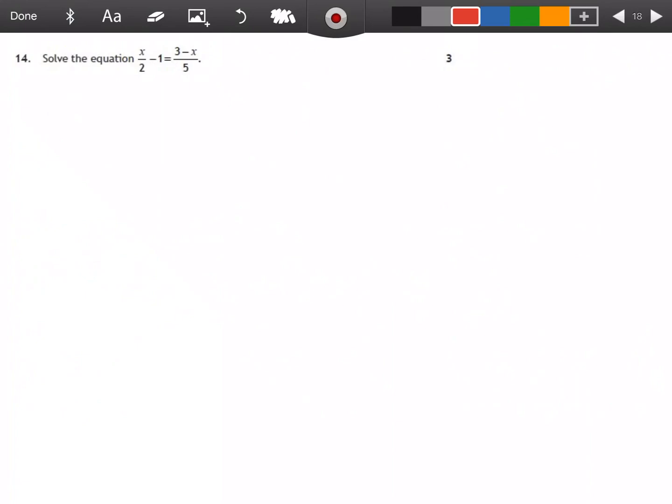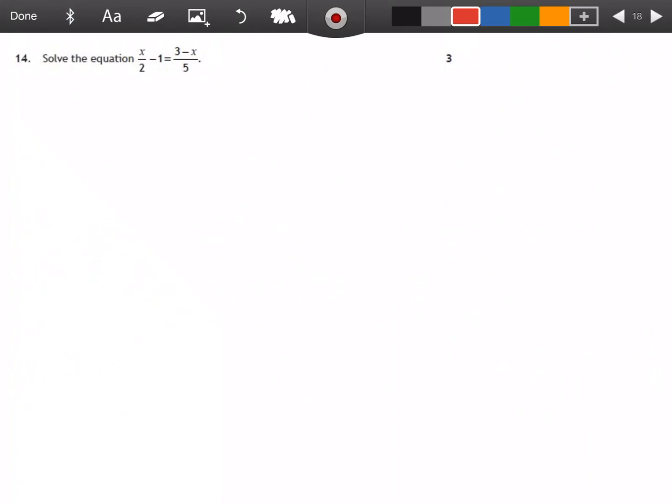Number 14. So we have an equation to solve. There's a couple of different ways you can do this. Again, it doesn't matter how you do it, as long as you get the correct answer, then that's absolutely fine. What I would tend to do in a question like this is get rid of these fractions. I really don't like the division by 2 and the division by 5.